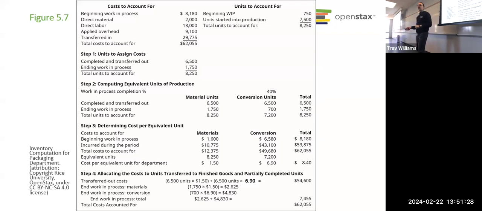which helps validate that our numbers must be right. But again, the reason we have to go through all this is so we know how much to transfer out and how much is still in process. Okay. So hopefully you kind of get that idea how we use this table. Does anyone have any questions?